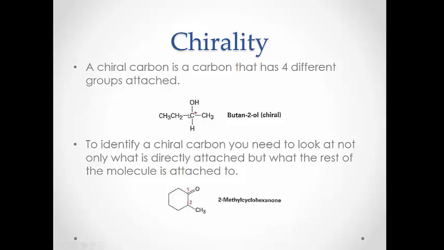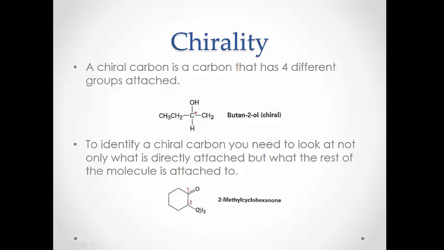Moving on to this asterisked one, we have a carbon, we have a hydrogen, we have a methyl, we have an alcohol, and we have an ethyl group. So there's 4 different groups. This carbon here is chiral, and this one here has 3 hydrogens, so it's not chiral.